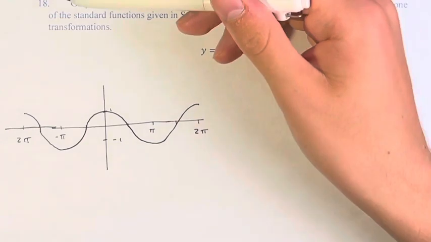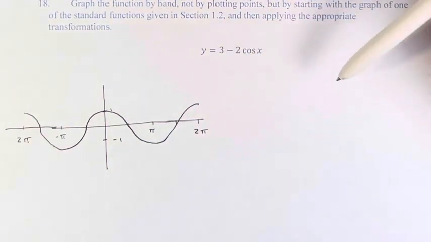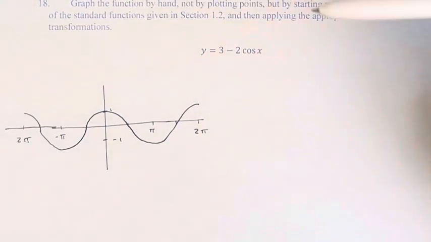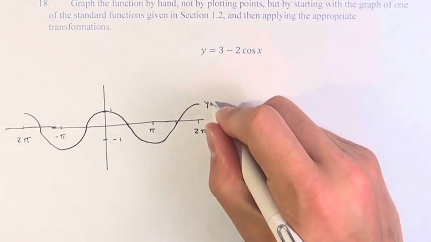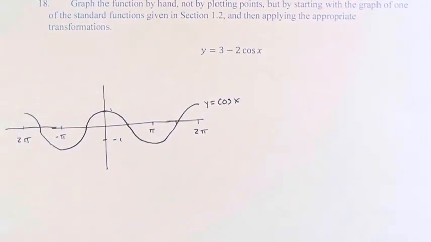In this problem, we're asked to graph the function by hand, y is equal to 3 minus 2 cosine of x, not by plotting points, but by starting with the graph of one of the standard functions. Here we have y is equal to cosine x, and then applying the appropriate transformations.